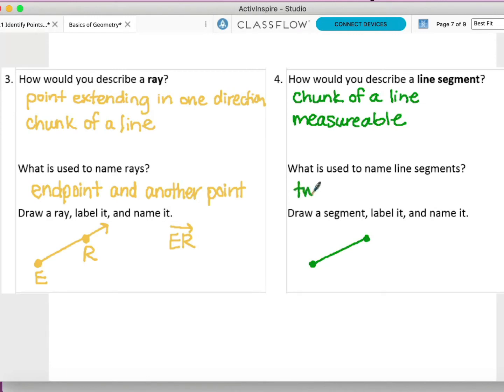This one has two endpoints. There might be other points between them, but if we're talking about this entire segment, I would want to label those two capital letter points on each side, and I could call this segment AB. And the order doesn't matter on a line segment. I could also call that segment BA. You'll notice I'm not putting chunky points on the top of that. It's just a bar that goes on top, and then everybody understands that we mean a line segment.